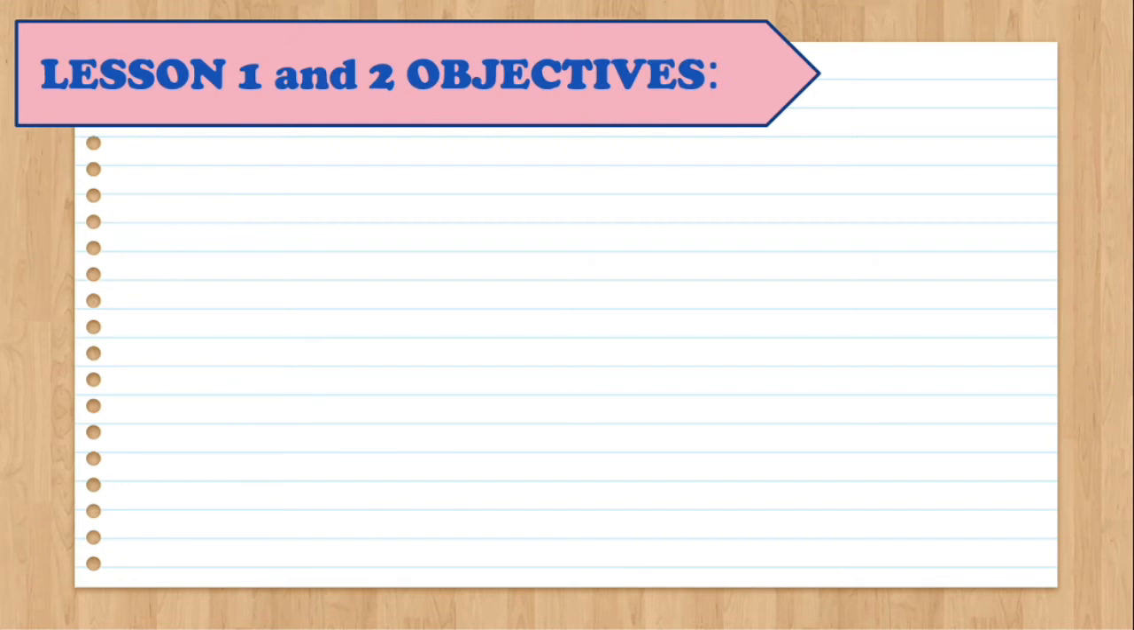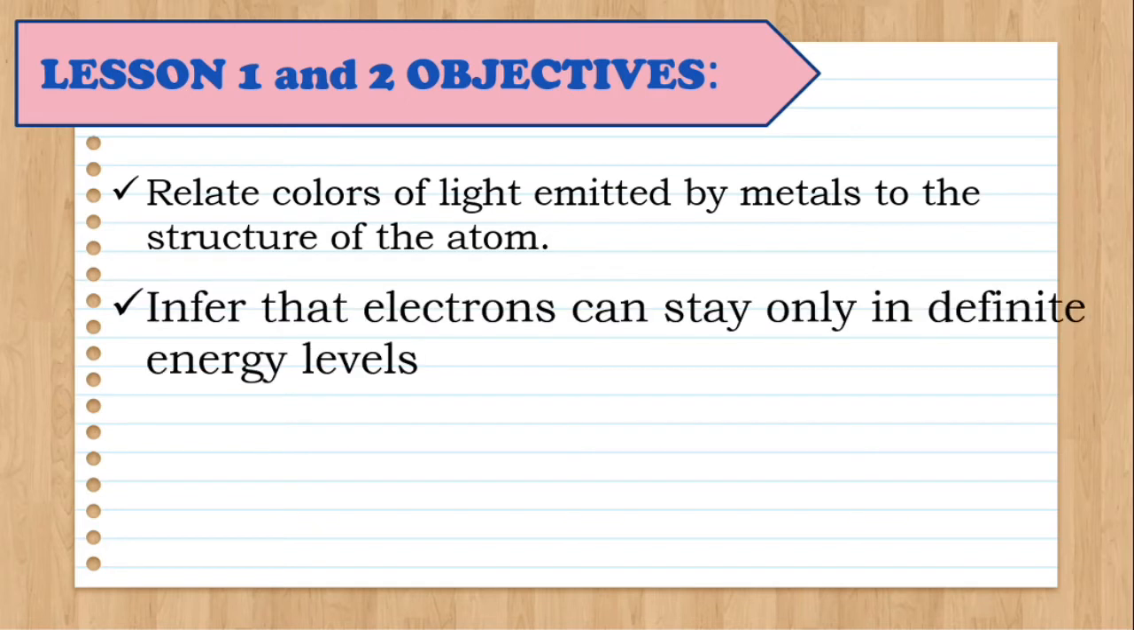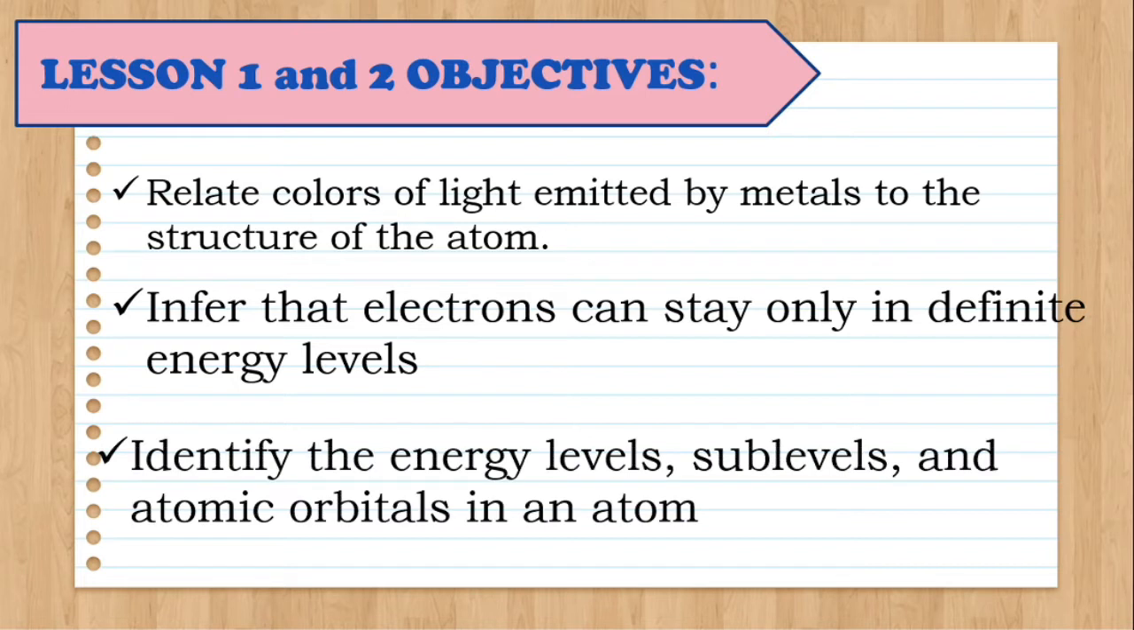You will learn more about it as we go on with our lesson. At the end of the lessons in this module, you will be expected to relate the colors of light emitted by metals to the structure of the atoms. Infer that the electrons can stay only in definite levels.